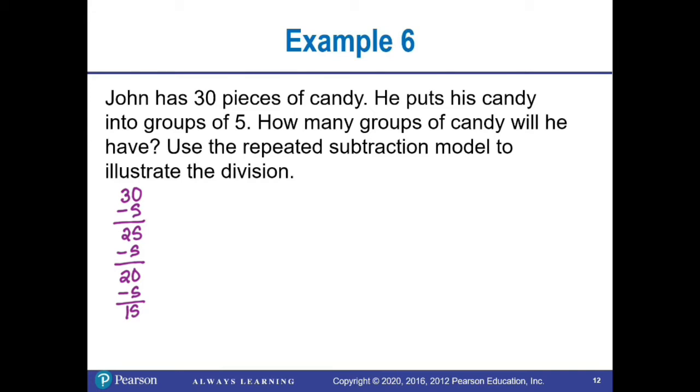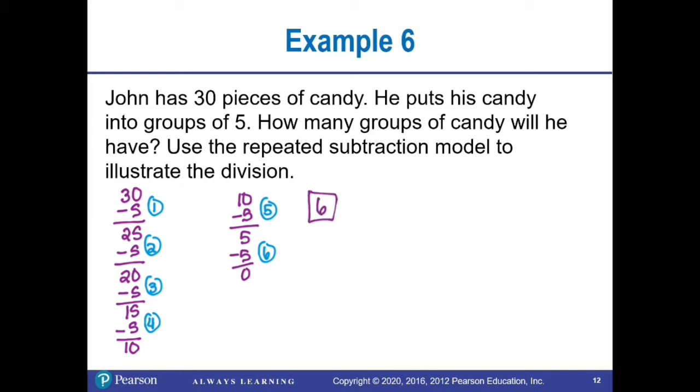Remember, I'm going to keep subtracting 5 here until I have a remainder between 0 and 4, inclusive. My remainder can't be bigger than 5. 15 minus 5 is 10, and keep subtracting 5 until here, notice we get a remainder of 0. I want to know how many times I subtracted 5, so I'm going to count how many times I subtracted 5. And I subtracted 5 six times. So 6 is my answer. In other words, 30 divided by 5 is 6.